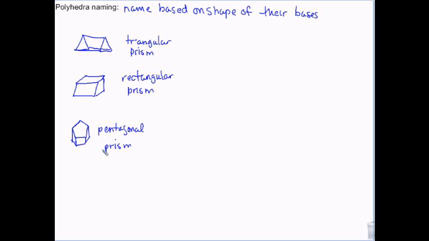You can have trapezoidal prisms, quadrilateral prisms, octagonal prisms. Just whatever the shape is on either side, that's the name of the prism. And then with the pyramids, if I have a triangle that comes up, I can't draw that very well, but you get the idea. There's a triangle with points coming up.